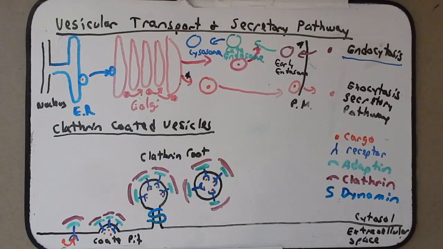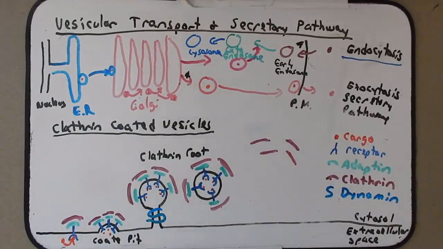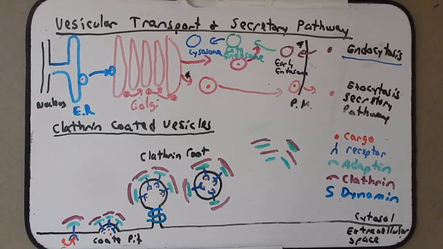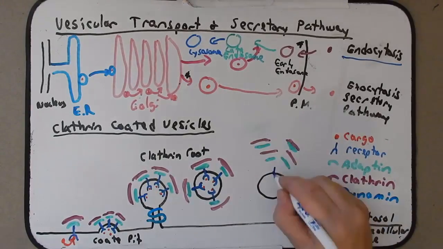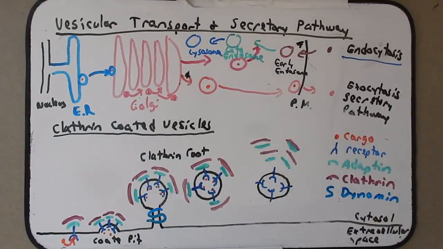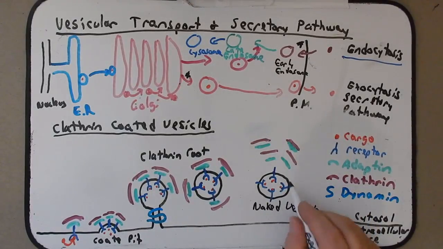Now the next stage that occurs is the uncoating stage, removing the Clathrin coat proteins as well as the adaptin proteins to form this released naked vesicle, carrying the cargo inside of it. This naked vesicle now is free to fuse with its target membrane.